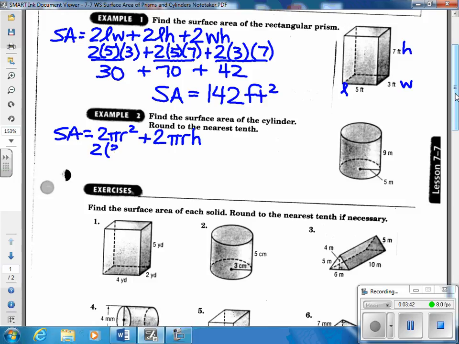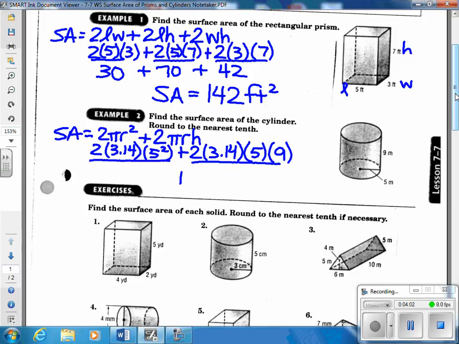So 2 times 3.14, the radius in the picture is 5, so 5 squared, plus 2 times 3.14 times 5, and the height of the cylinder is 9. Now, in terms of order of operations, you want to do all the multiplying pieces separately and then add those 2 together. So first section, second section, then add the 2 values together. It does say to round to the nearest tenth, so you can round at this stage right here. You don't have to wait all the way till the final answer to round.